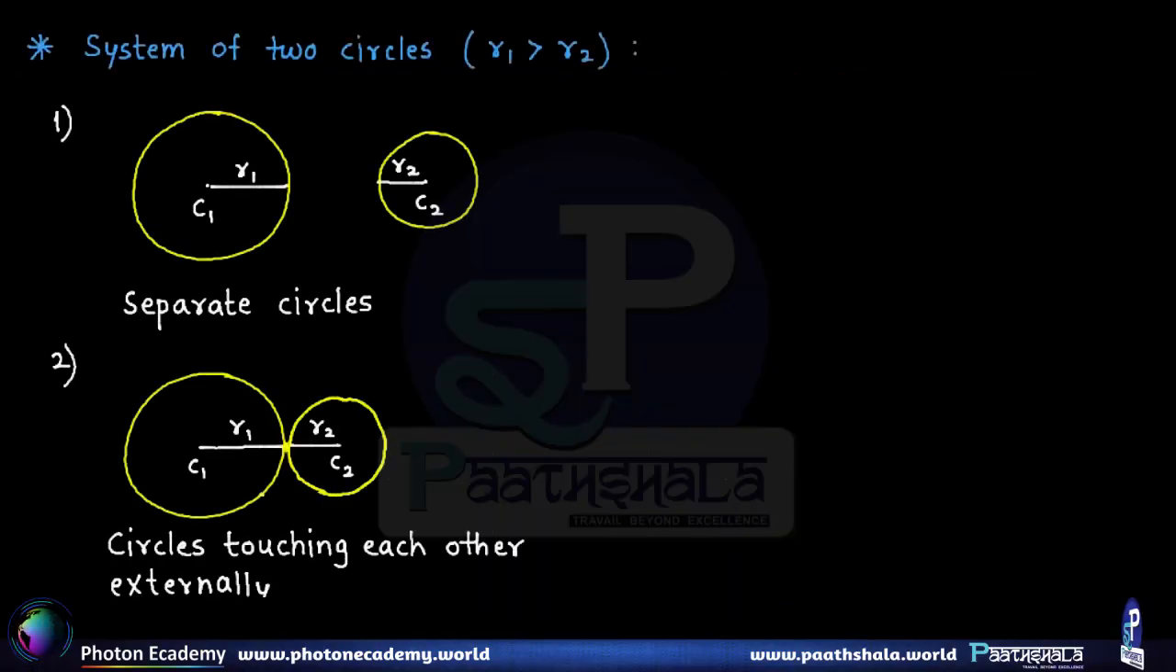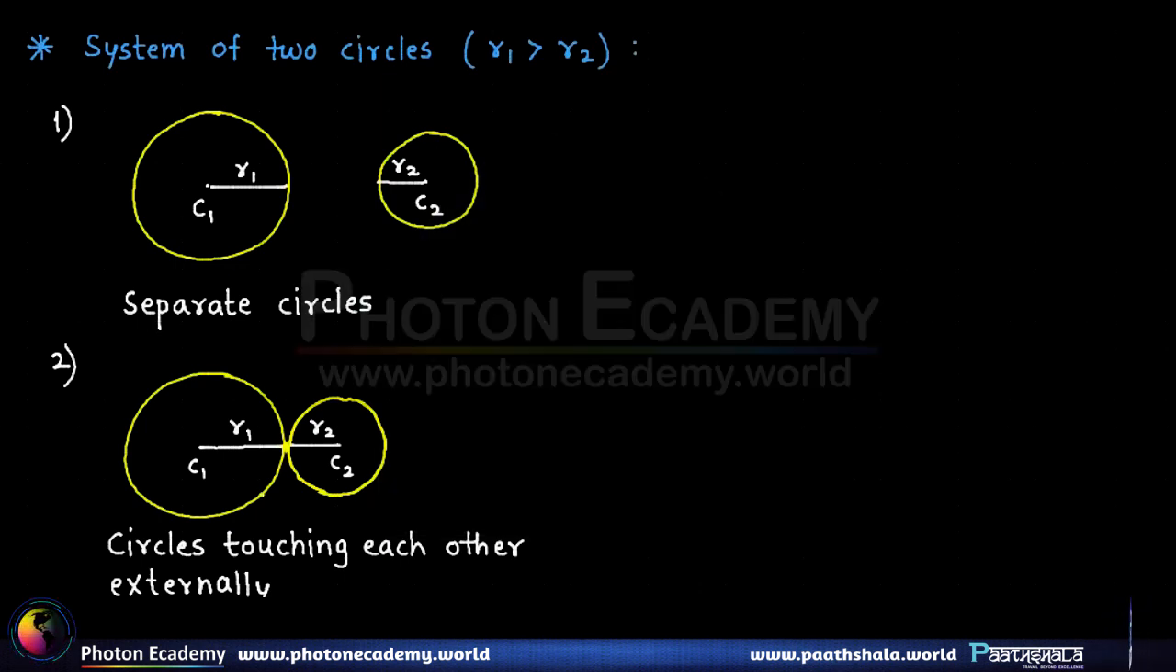Now let us see the different possibilities in a system of two circles. That means let us consider two circles with radii r1 and r2 in general, such that say r1 is greater than r2. Now clearly we imagine that one case is the circles are totally separated as shown here.